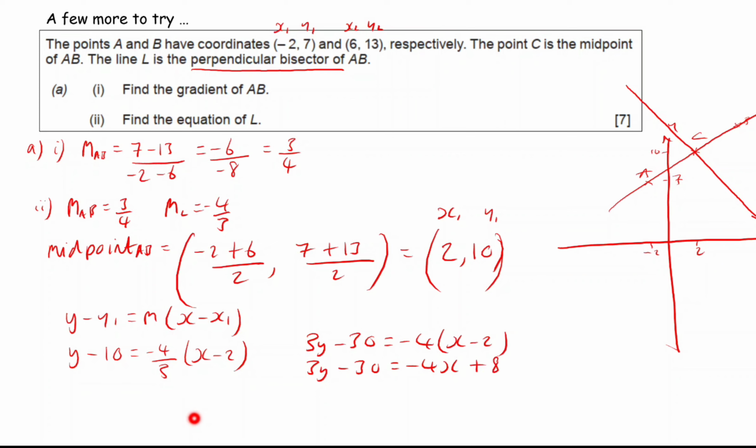Now, bearing in mind for the next part of the question, you might have to solve simultaneous equations perhaps, so it might be an idea to bring the x's over. So keep the 3y there, change the minus 4x to plus 4x, and then add 30 onto 8, which gives you 38. And this is probably the most desirable form for that equation.